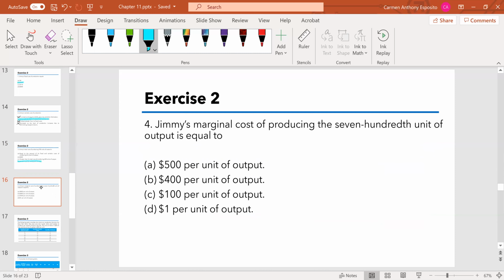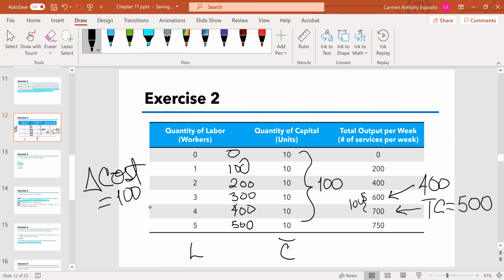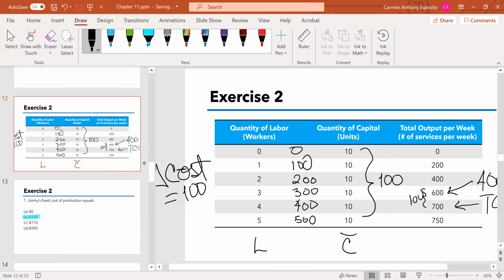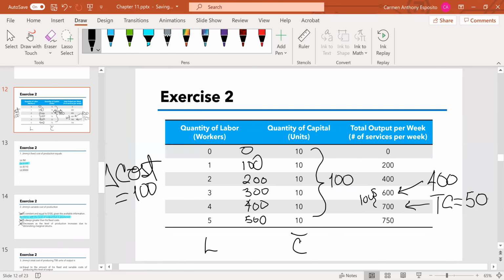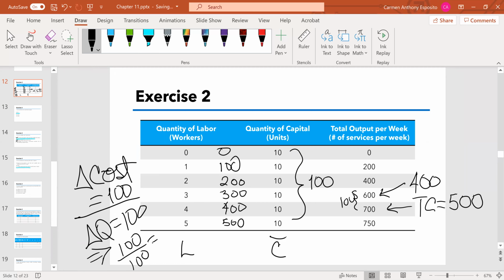So Jimmy's marginal cost of producing the 700th unit of output is equal to what? Well, luckily for us, we have the change in cost. So what is the change in cost? Well, that's equal to 100, because that's just taking 500 minus 400. And the change in quantity is 100. So divided by, oops, sorry about that. Little malfunction here. The change in quantity is equal to 100. And so what 100 over 100 represents is it's $1 per unit.